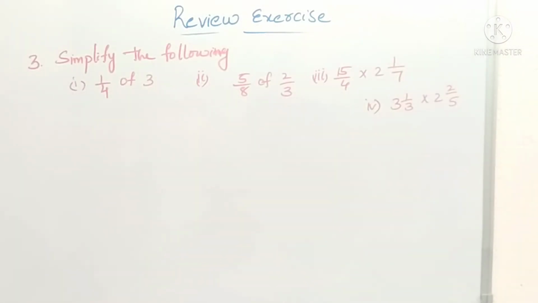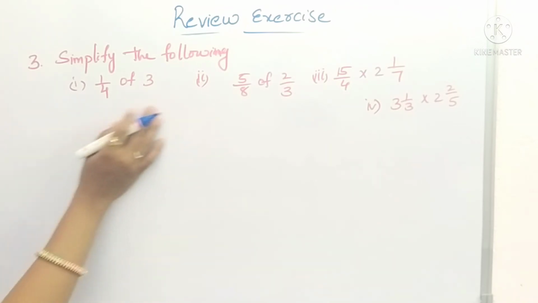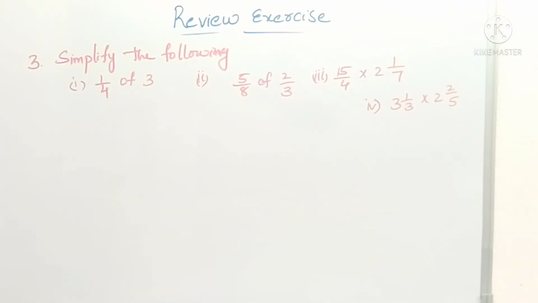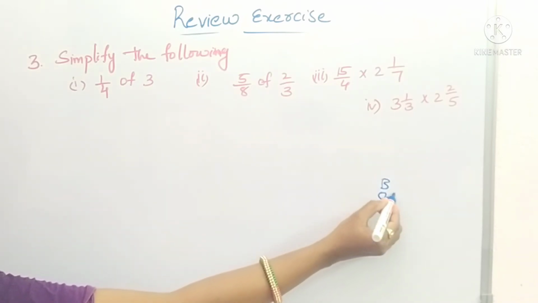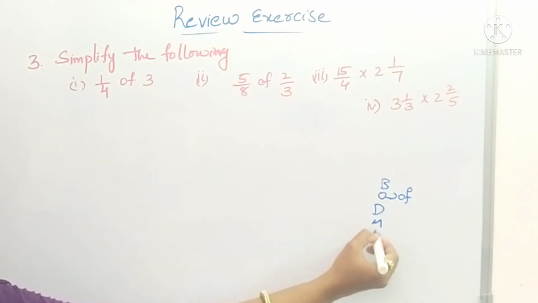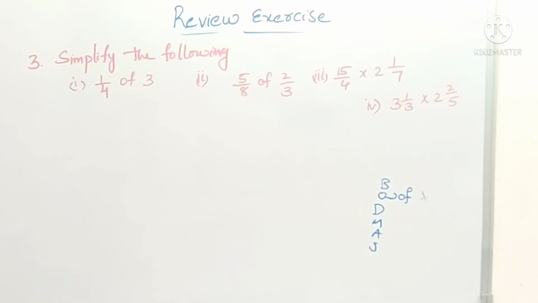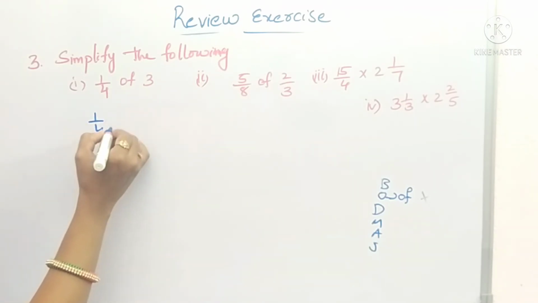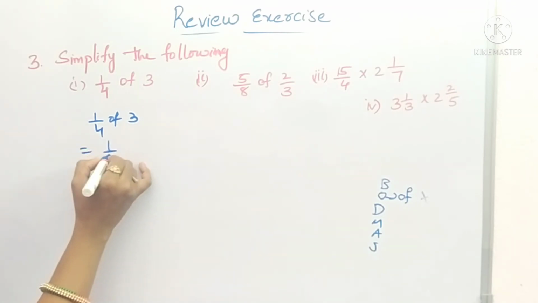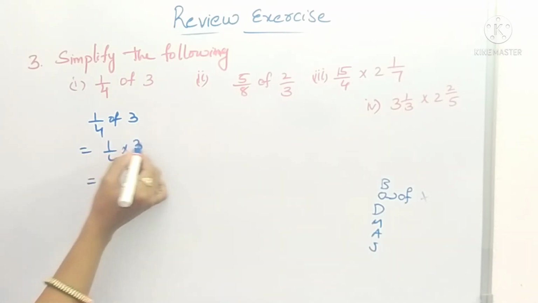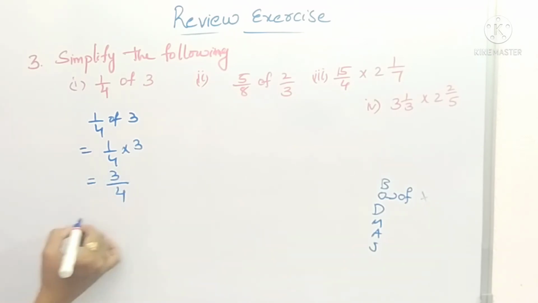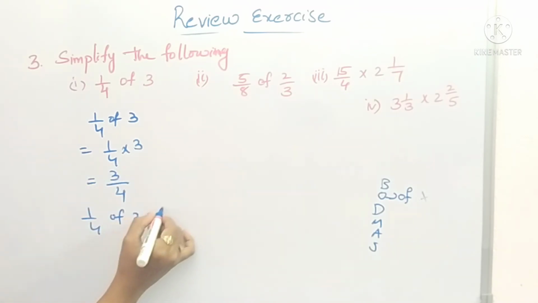Now the third problem: simplify the following. 4 problems are given that we have to solve. Our first one, 1/4 of 3. In BODMAS, I told you O means of, right? Of is nothing but multiplication. So 1/4 of 3 is equal to 1/4 into 3. So 1 into 3, 3 by 4. So 1/4 of 3 is equal to 3/4. That's it.